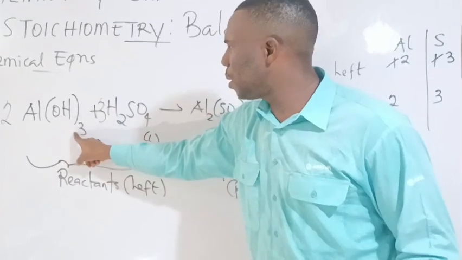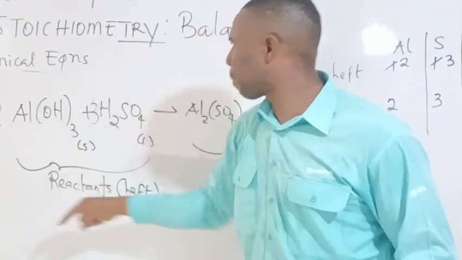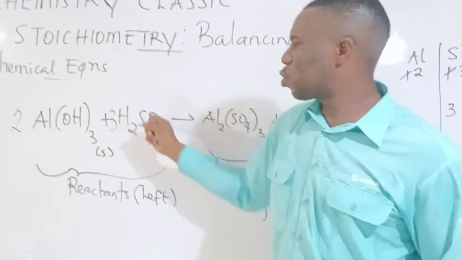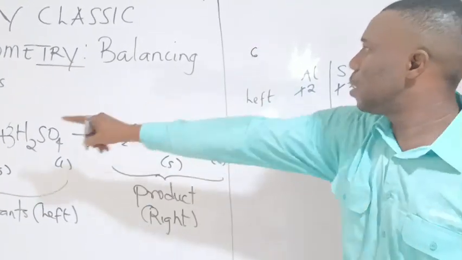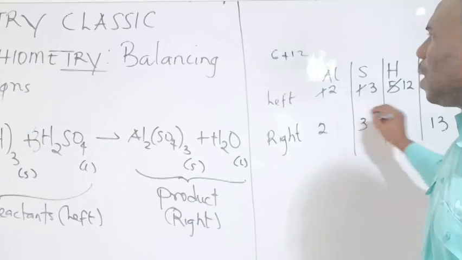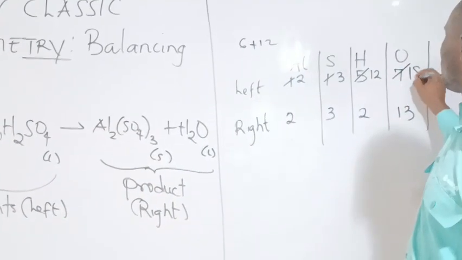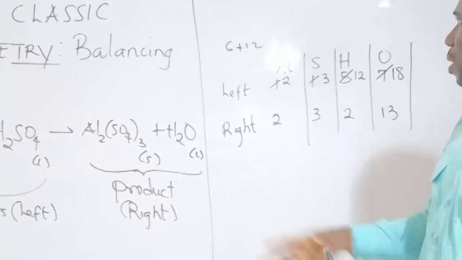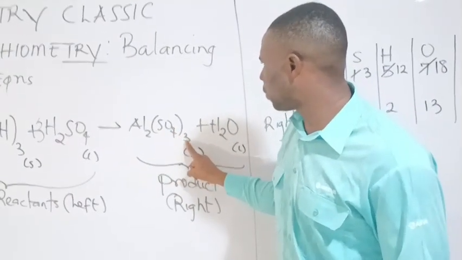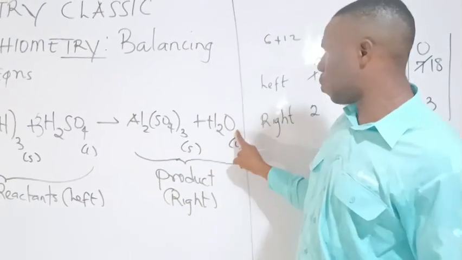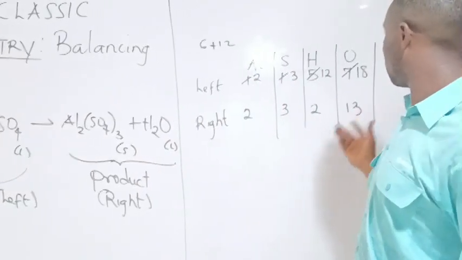1 times 3 is 3, 3 times 2 is 6. Then 4 times 3 is 12. So 6 plus 12, clearly. So you have 6 there, then you have 12 there. So clearly, I have 18 oxygen on the left side. And on the right, 4 times 3 is 12, times 1 is still 12, then 1 times 1. So that makes it 18.